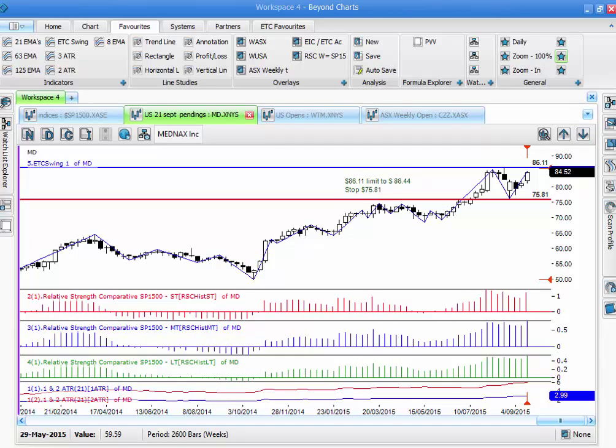So it certainly doesn't hurt to practice and go through and look at structures of trades and think about what that might mean for your capital along the way.